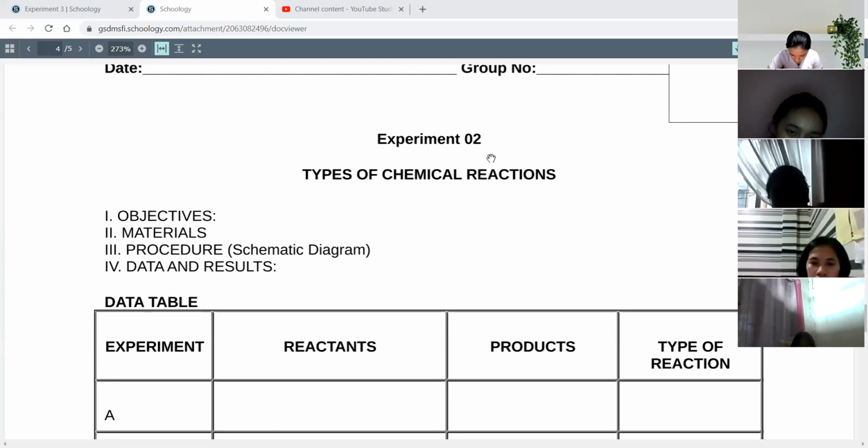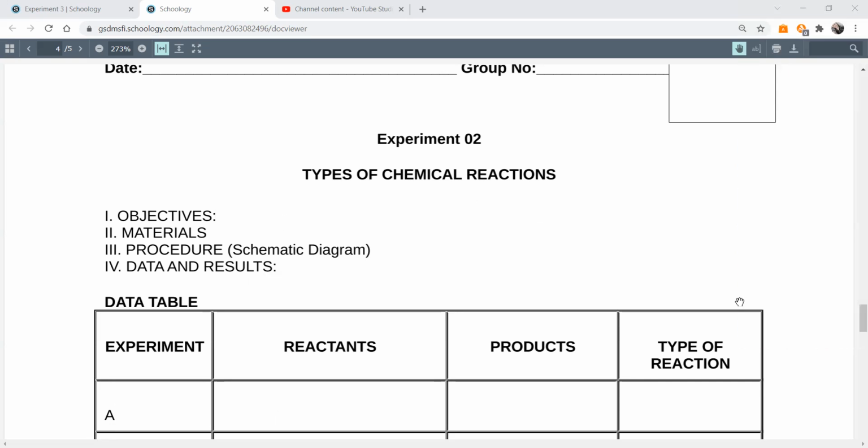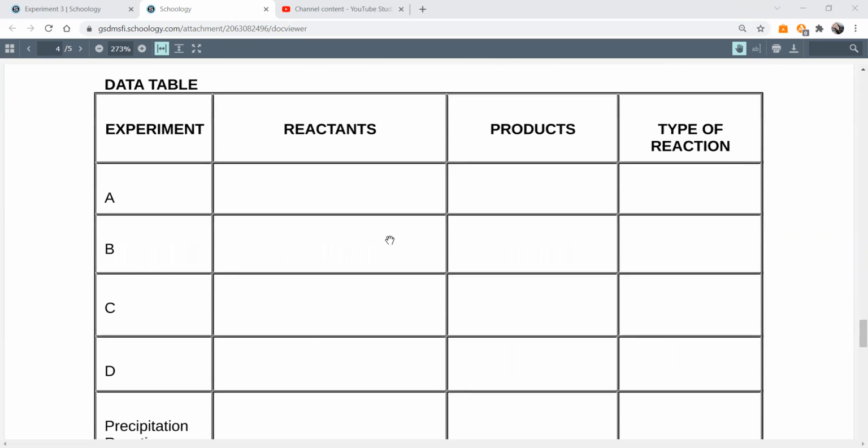So this is experiment number 2. Title again, types of chemical reactions. And the first thing that you are going to do is to do a schematic diagram of all the procedures that are supposedly to be done inside the laboratory. And then the second part is you have to fill in this table. What are you going to do with this table?